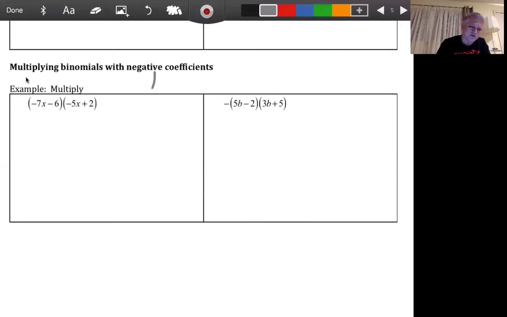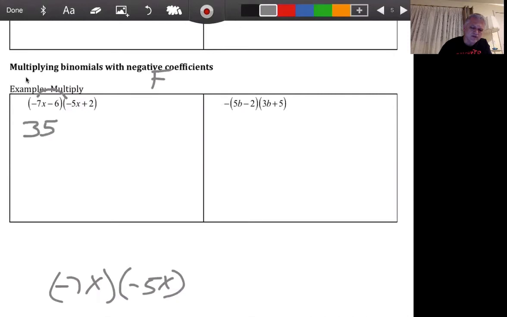So we're going to start with first term times first term, okay? Just be careful when we do it. It's the same pattern. First times first. So we got negative 7x times negative 5x. Okay? It's not a big deal. Negative 7 times negative 5. Negative times negative is positive. 7 times 5 is 35. X times x is x squared.